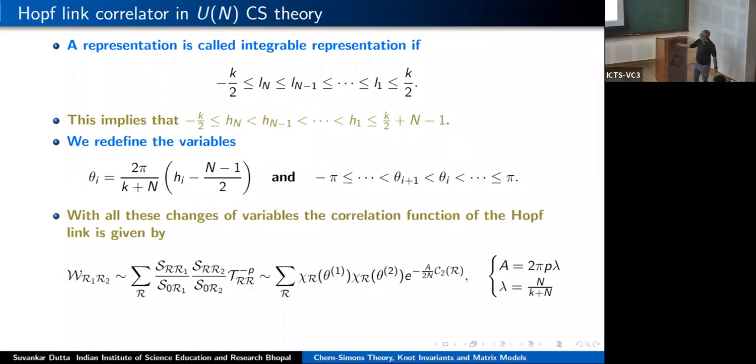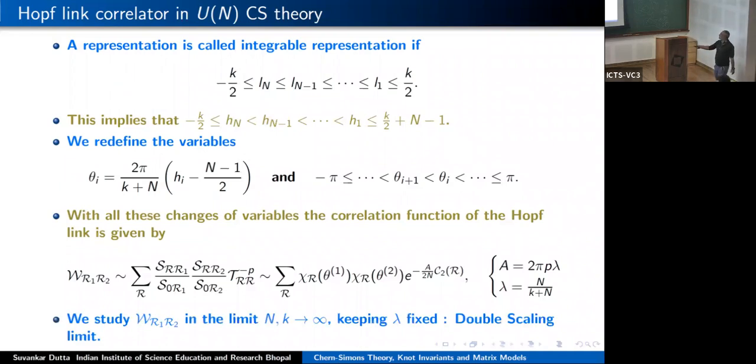Okay. And you can massage this expression. You can show that it is basically given by the Schur polynomials for a given representation R. Okay. The Schur polynomial for those angular variables for the R1 representation, I am calling them theta bracket 1, and those sets of thetas corresponding to the R2 representation, and then you have a sum over R. These are the characters, you can say. Okay, and A is 2 pi p lambda, and lambda is given by n over k plus n.